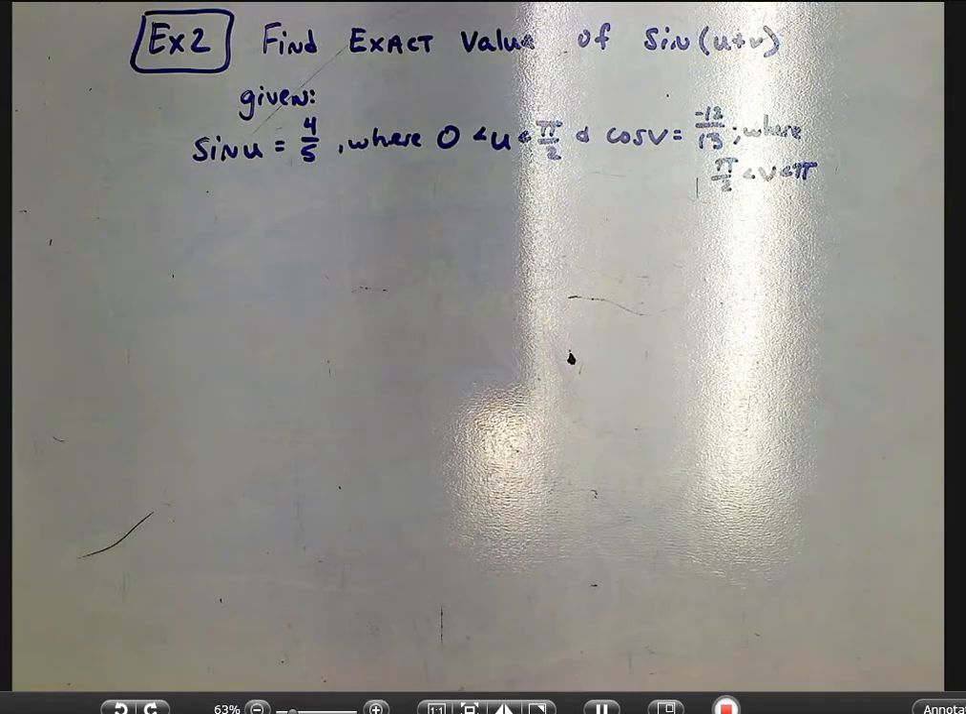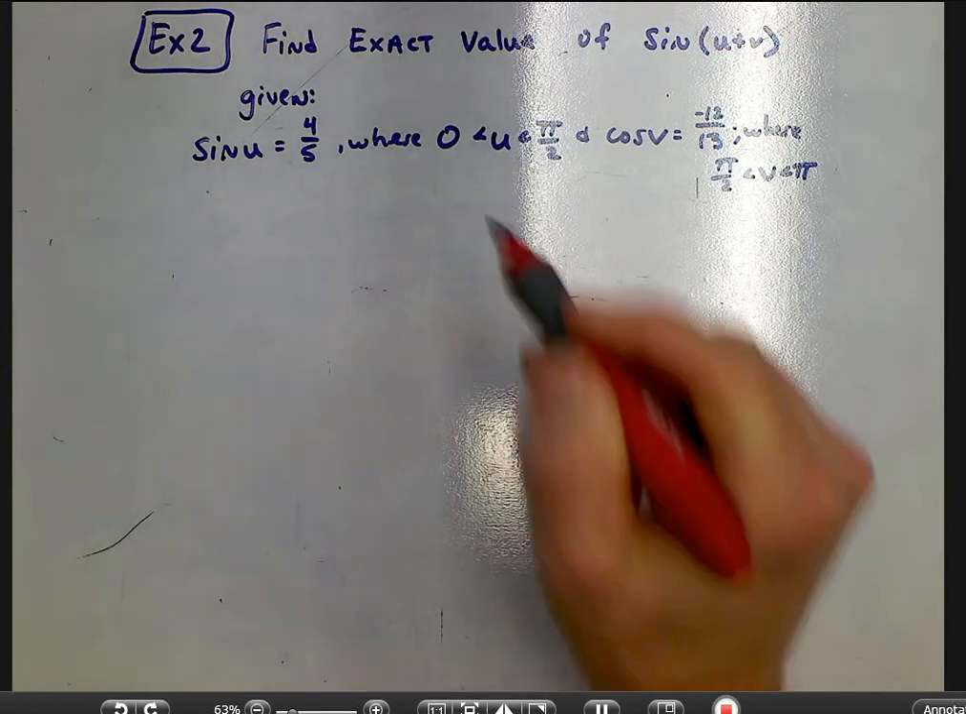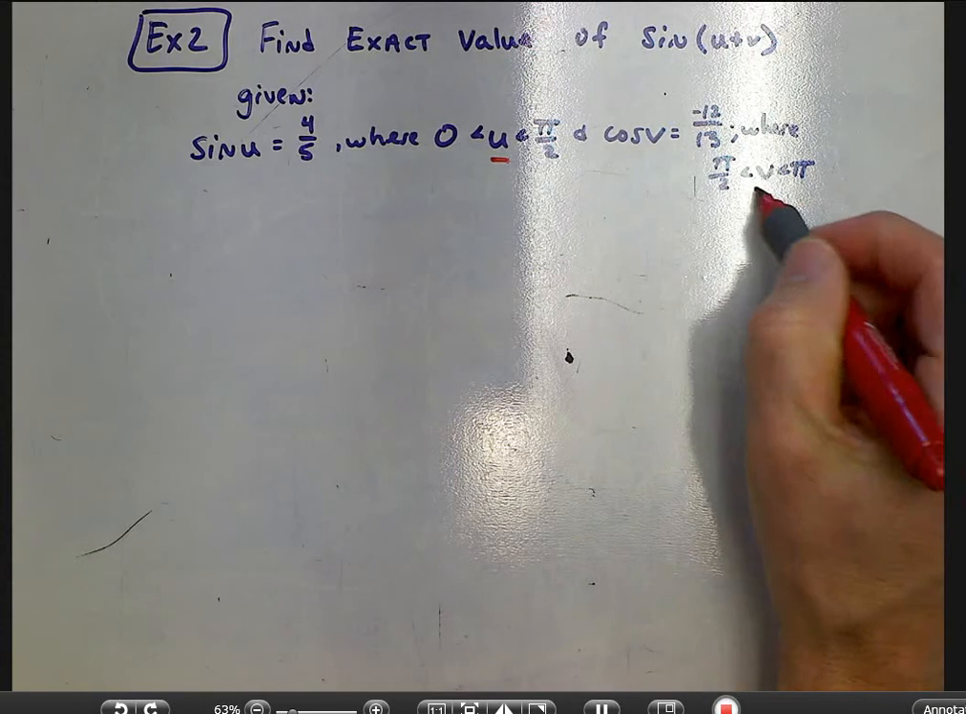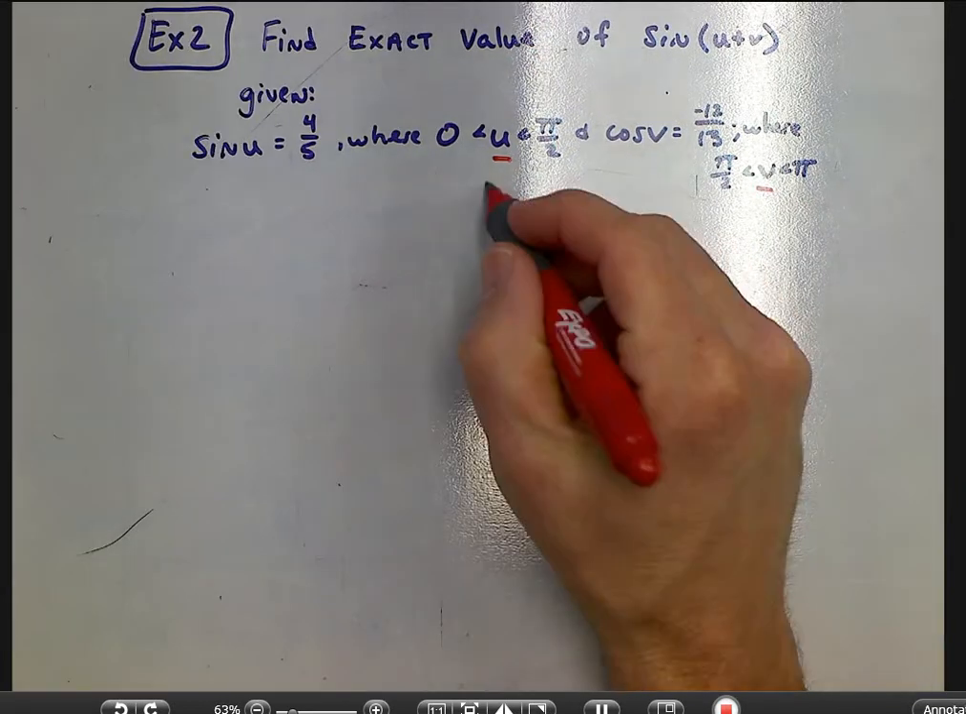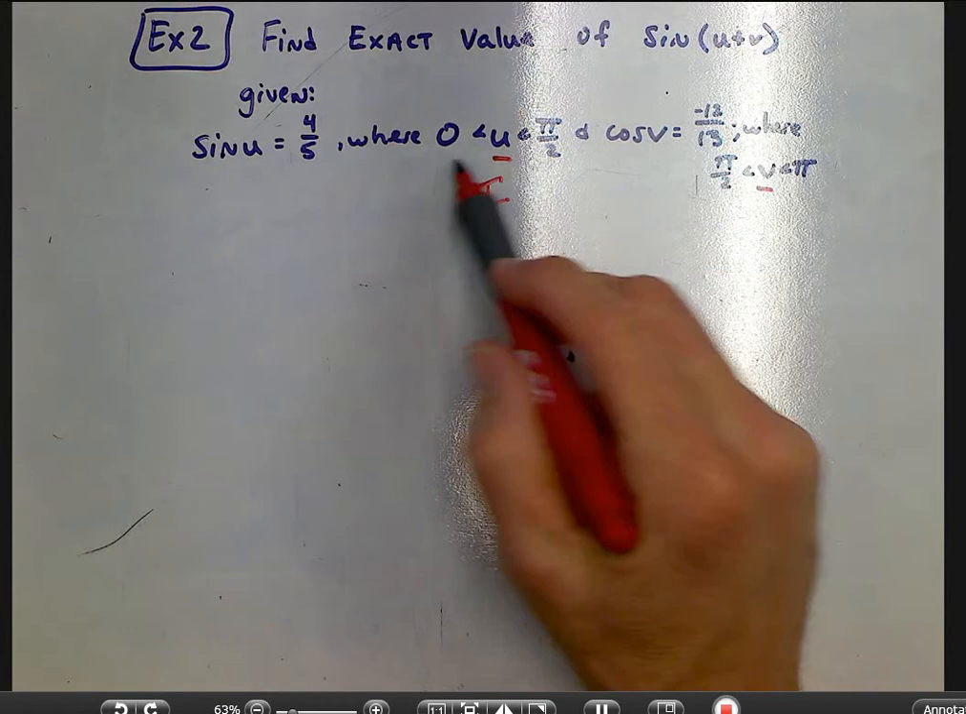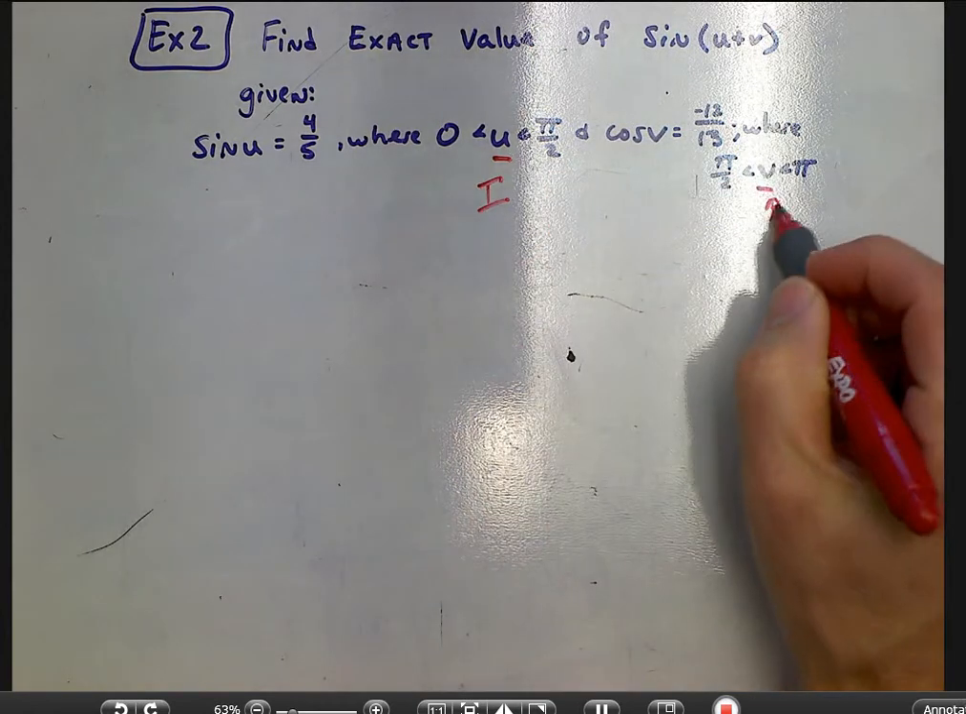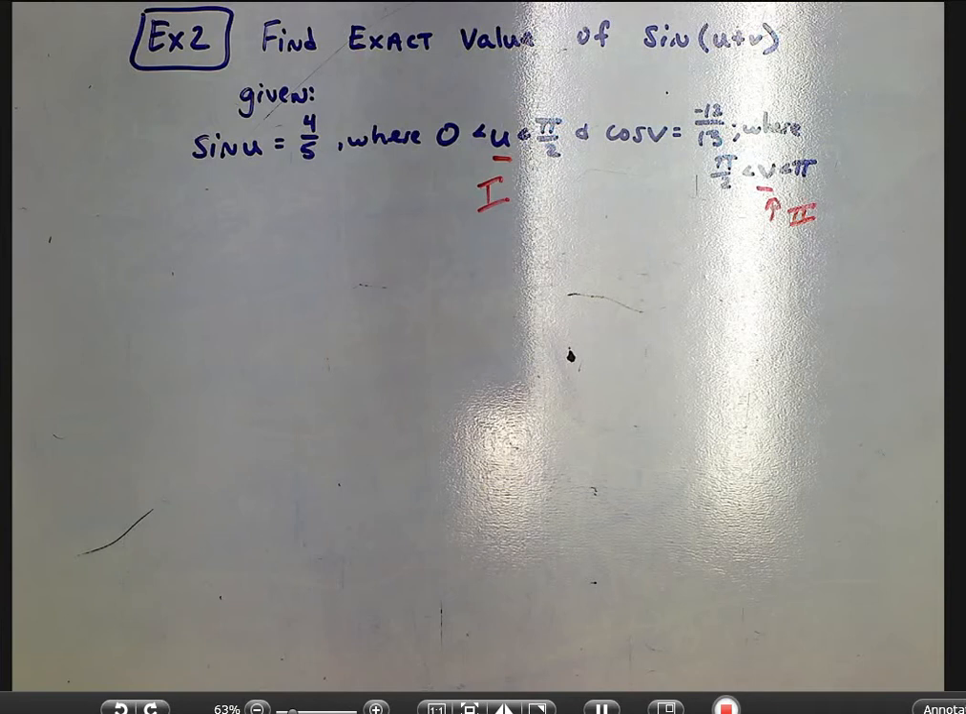Let's move on to example 2. You have to do a little thinking here. It says, find the exact value of the sine of u plus v, given the sine of u is 4/5, where 0 is less than u less than pi over 2, and cosine of v is negative 12/13, where pi over 2 is less than v less than pi. Well, let's interpret this problem a little bit at a time. Let's start with the easy part. U and v are two different angles. U is in quadrant 1 because it says it's between 0 and pi over 2. V, however, is in quadrant 2 because it's between pi over 2 and pi. So there's the first part to interpret, where the angles actually are.